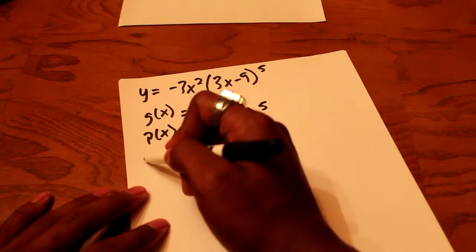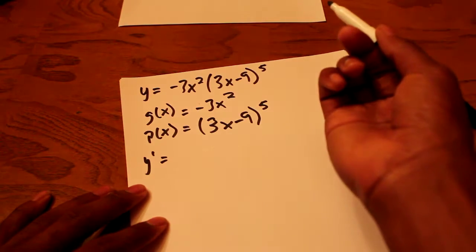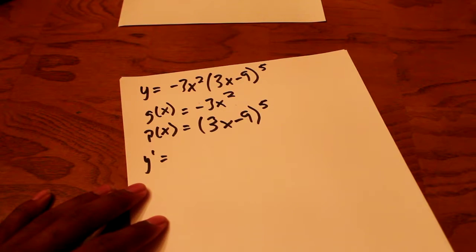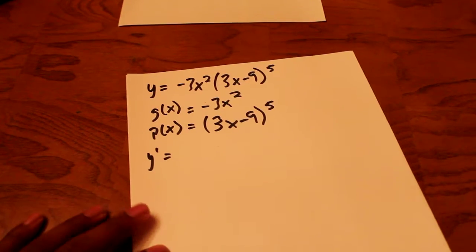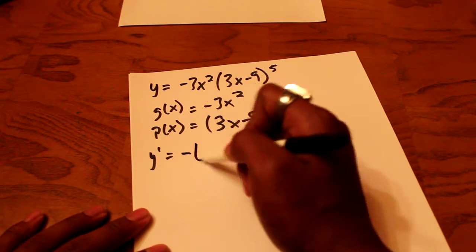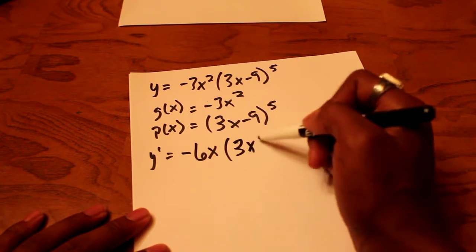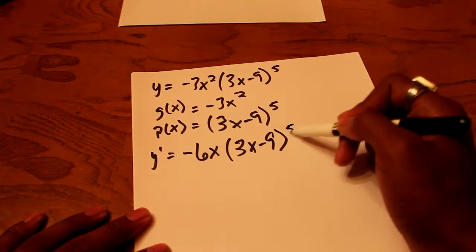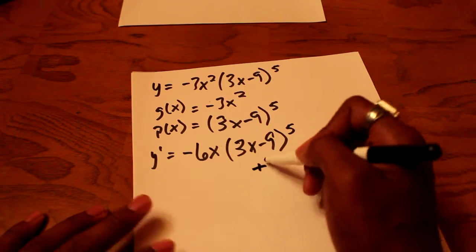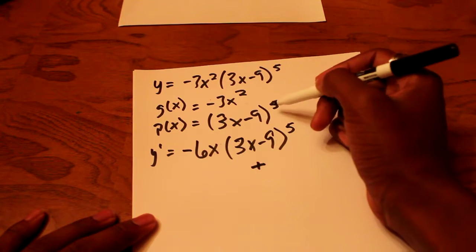And to find the first derivative of y, we're going to use product rule, okay? So we're going to take the derivative of our g of x, and that turns into negative 6x, and we're going to multiply it by our regular p of x. And then we're going to add those together, and we're going to multiply our p prime, which we're going to have to use chain rule for.